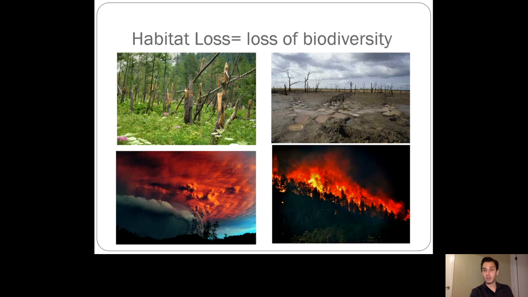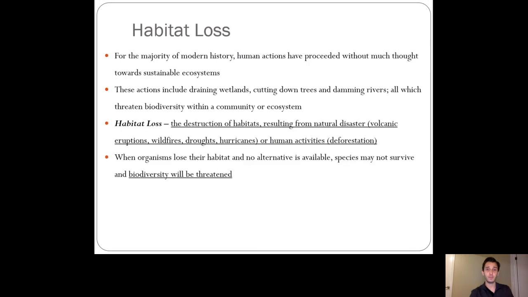And right now, and we're going to talk about this on the next page, but we see a couple of things on this page: clear cutting, the draining of wetlands, forest fires. And I can't tell if this last picture is a violent storm or a volcanic eruption, but either way, it counts as an event that could cause habitat loss. Okay, so bear those pictures in mind as we move on to the next slide.